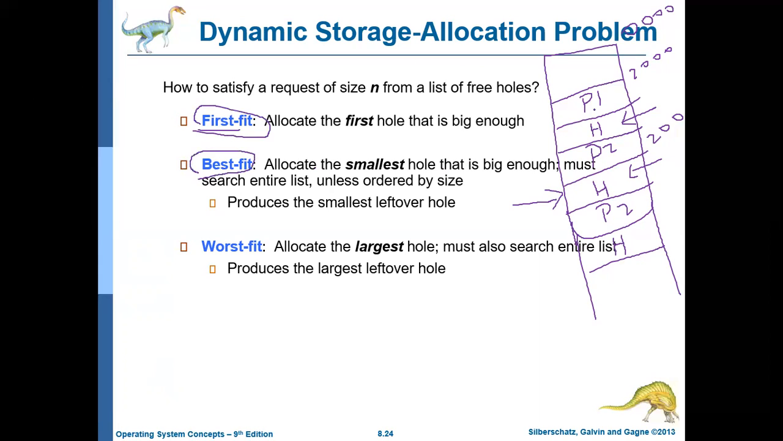Best fit says that you search all the holes, check this hole, check this hole, check all the available holes in the memory and identify the smallest hole that is big enough to fit this process. Say the process needs 100 MB. You are searching all the holes and you finally find that there is a hole with 110 MB and there is no other hole which is less than 110 MB and greater than or equal to 100 MB. So then you allocate this hole.